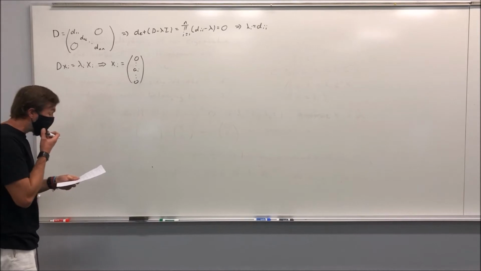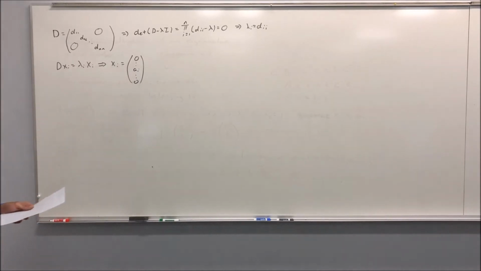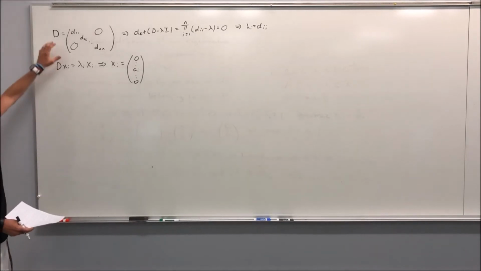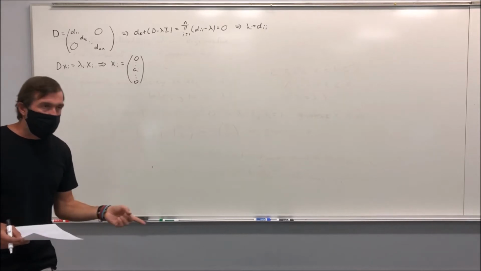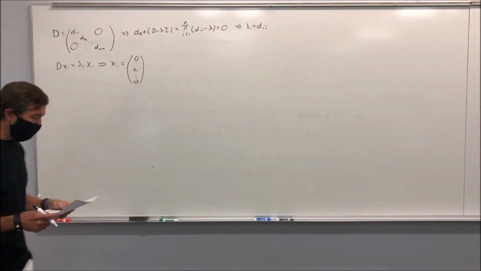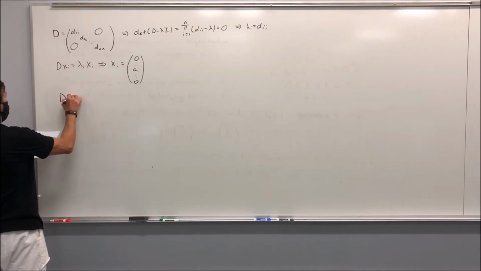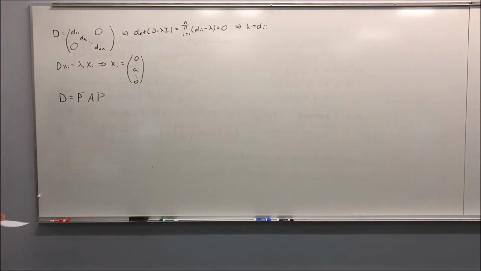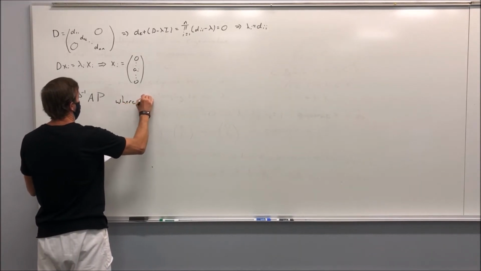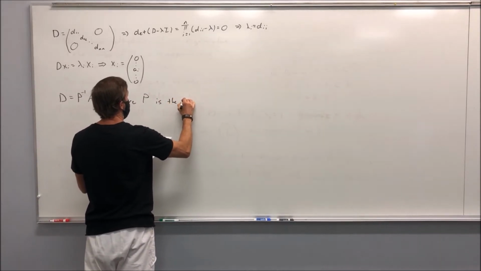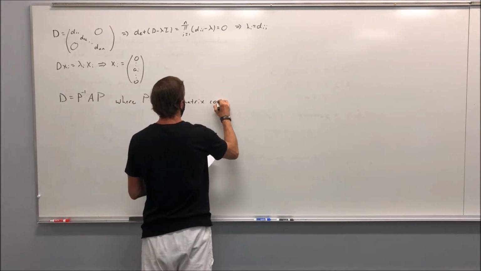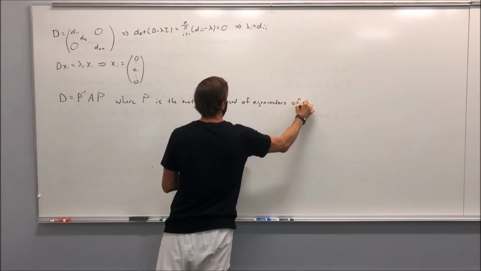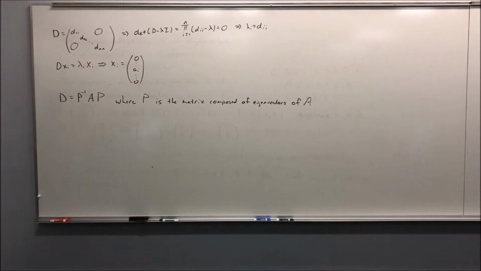Now, here's an interesting observation. If we take this and we combine the eigenvalues common to both a diagonal matrix, that's this guy, and any similar matrix, so a matrix which is similar to the diagonal, then we have the following. The diagonal is equal to P inverse A P. They're similar, but P in this case is the matrix composed of the eigenvectors of the transformation A.